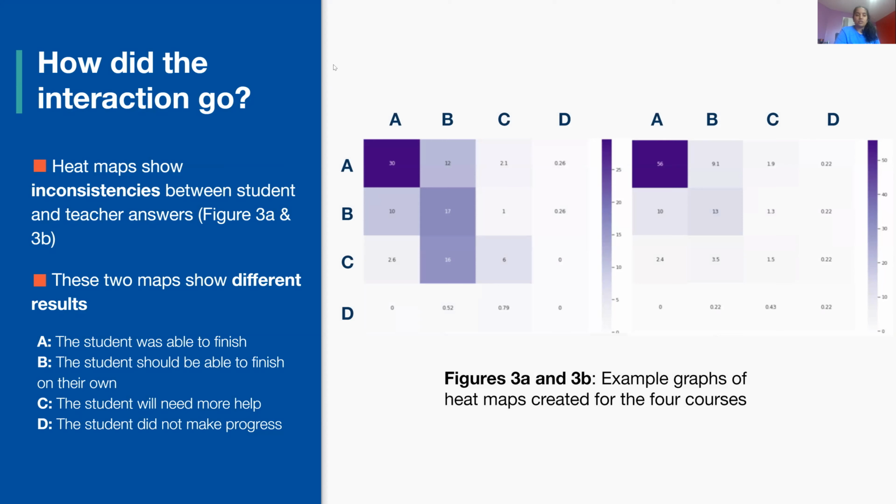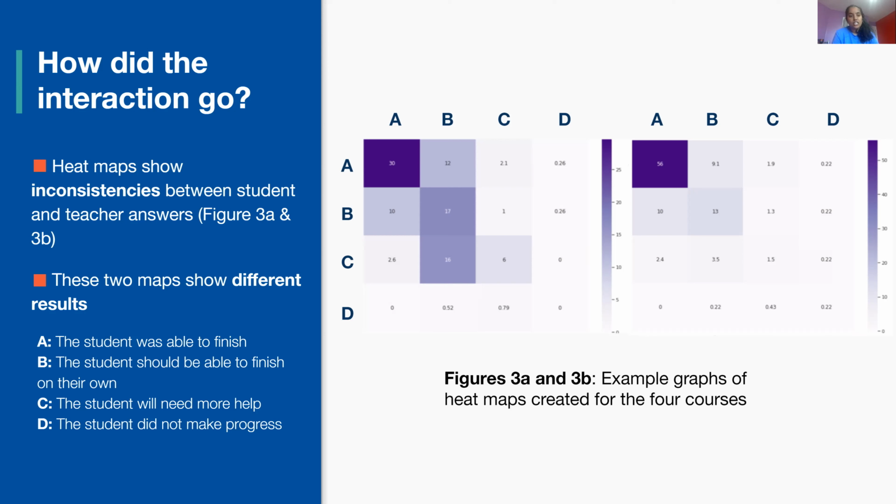Another question we analyzed was how did the interaction go? And for this, we used heat maps. These heat maps show the inconsistencies between the student and teacher answers for this question. This question was a multiple choice question, and it wasn't select all or select many, so we were able to do heat maps for this. The answer choices, as you can see on the left, are: the student should be able to finish on their own, the student will need more help, and the student did not make any progress. These are 2 different example graphs that we selected from the 4 different courses.